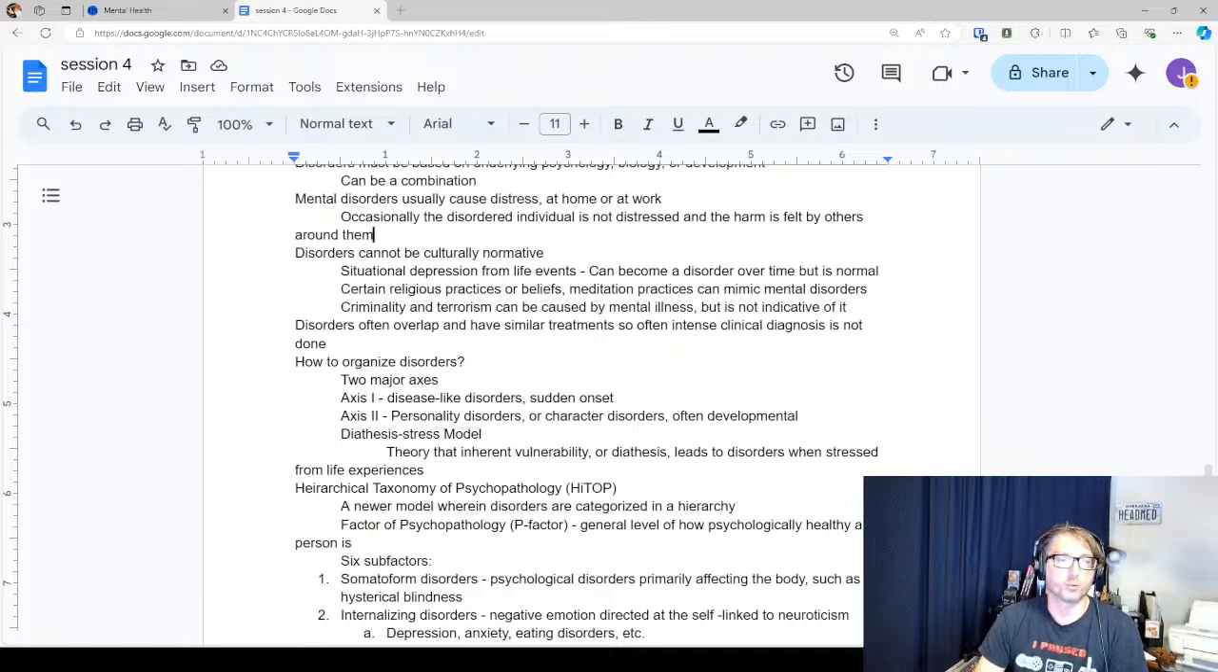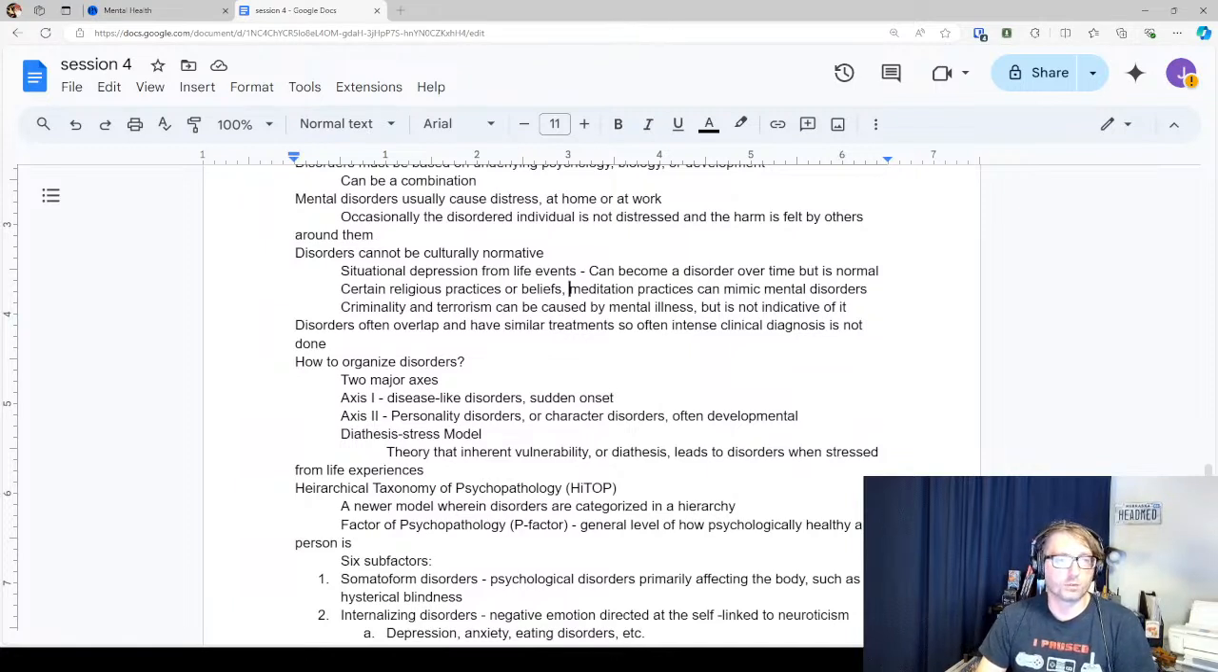This is common for narcissists and things like that. Manipulative people. Often substance abuse people, that don't think that things are affecting them, but it is. So disorders are not able to be culturally normative events. We don't accept situational depression caused by life events as disorders. Bereavement is mentioned, where, if a loved one dies, of course you're going to be sad. It can be a disorder if time goes by for too long and nothing changes.